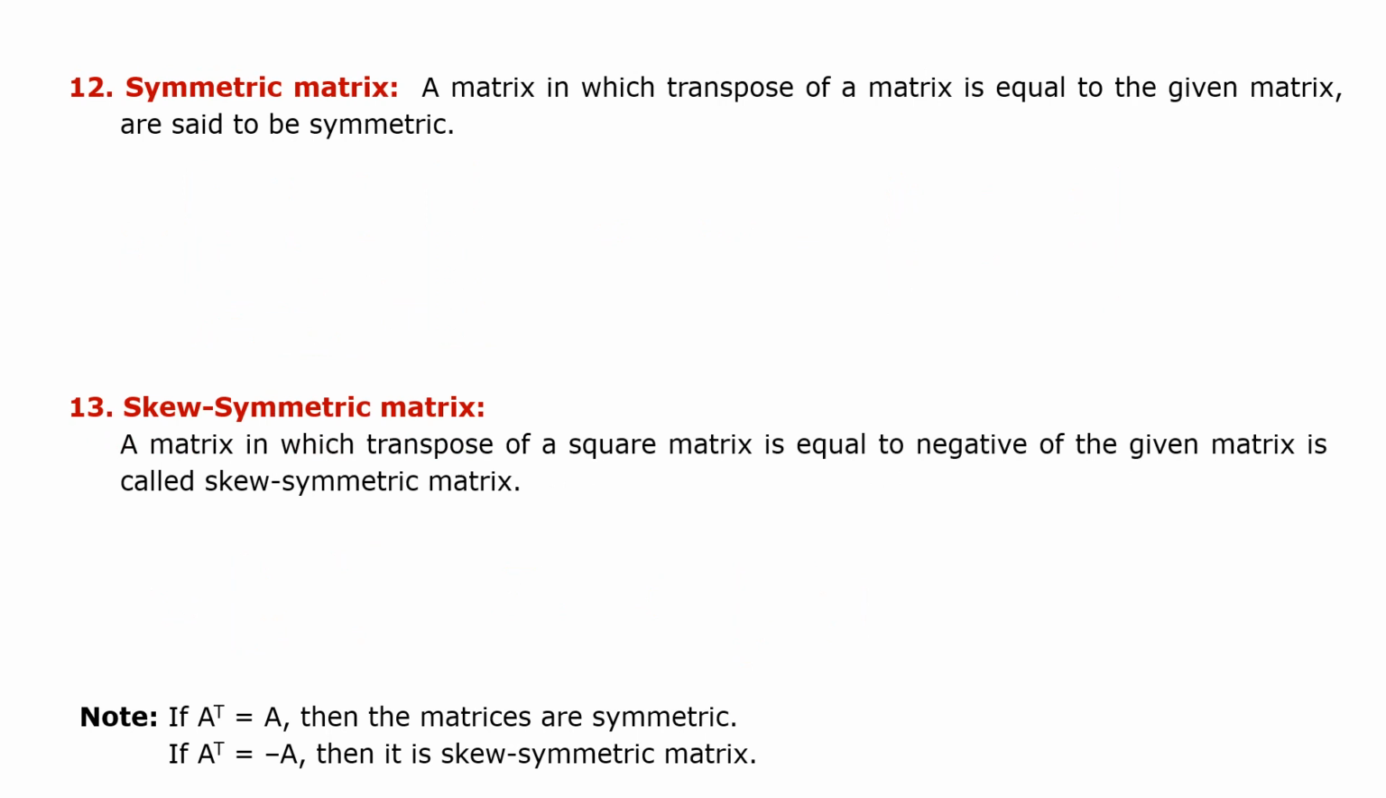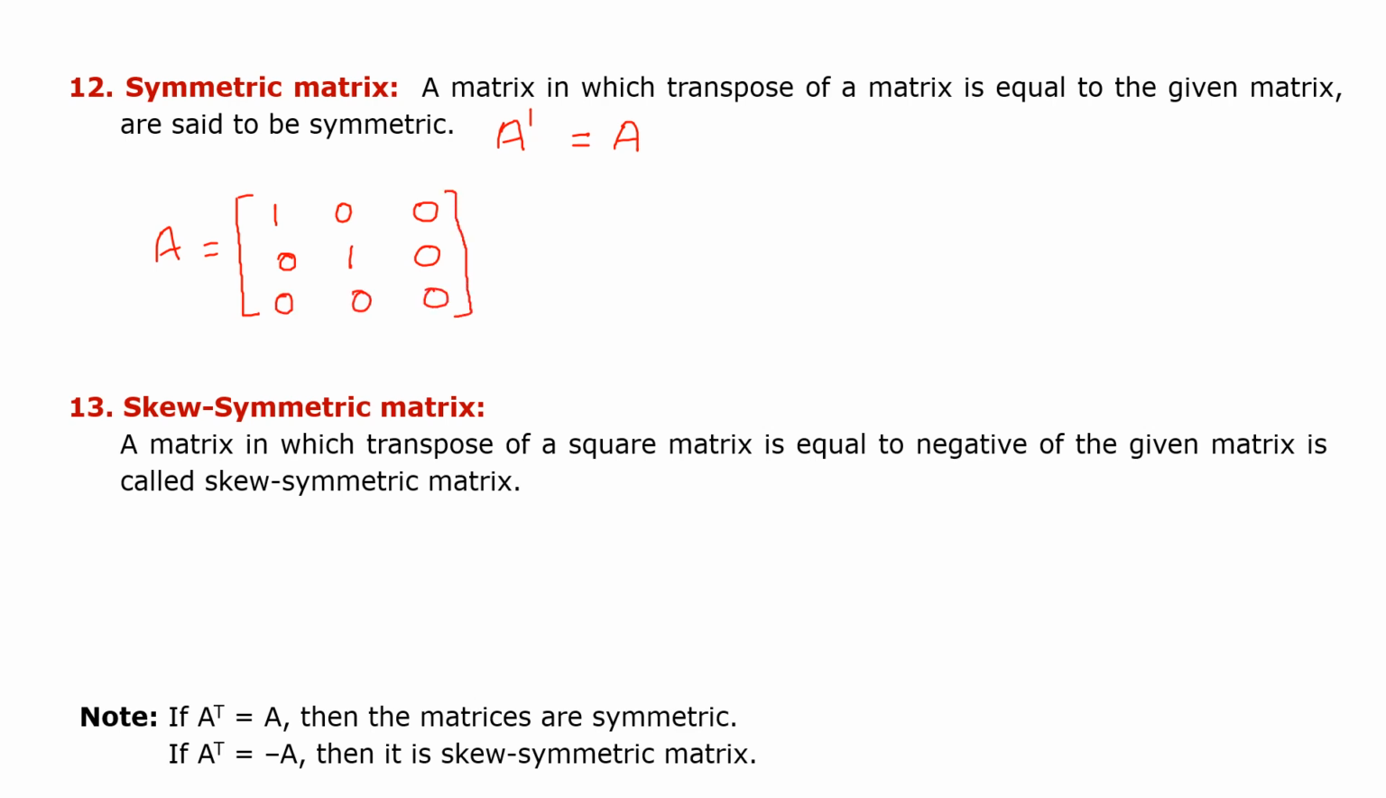Next one is symmetric matrix. So a matrix in which transpose of a matrix is equal to the given matrix. That means when we take the transpose of a matrix, that is A dash, if this A dash is equal to A, then they are called symmetric matrix. For example, matrix A is 1, 0, 0, 0, 1, 0, 0, 0, 0.